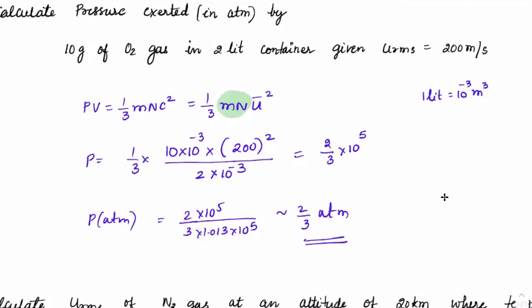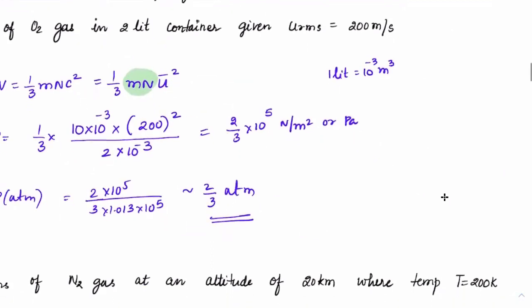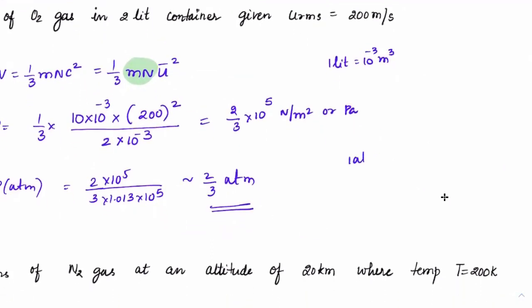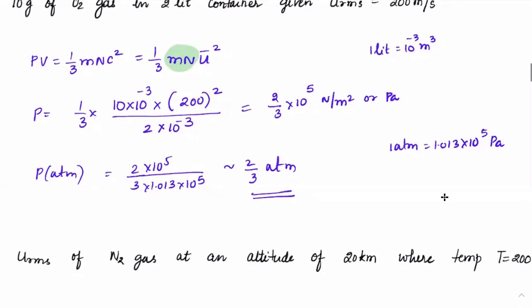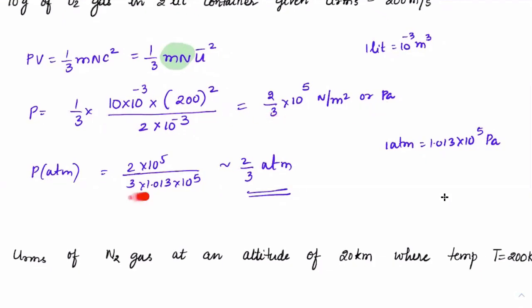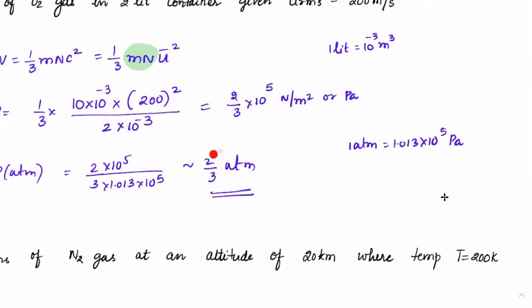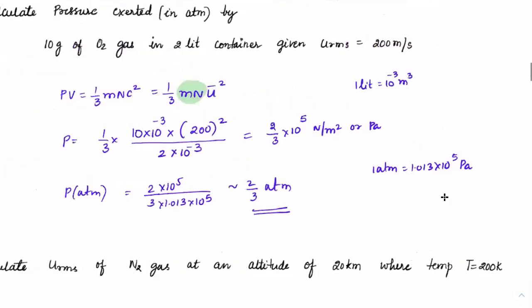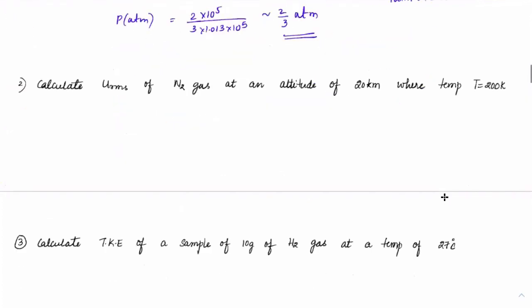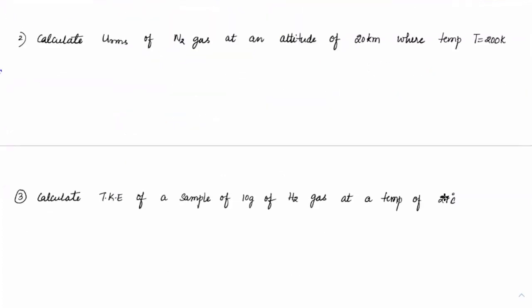Now all of this that we got is in Newton per meter square, or Pascals. This is in the SI system. And we know that 1 ATM is equal to 1.013 into 10 raised to the power of 5 Pascals. So I have to divide this entire thing by 1.013 into 10 raised to the power of 5 so that it will convert into ATM. Is that clear, beta? Yes, sir. Thank you, sir. Check out the next question.